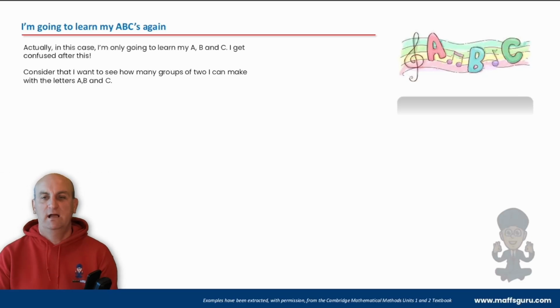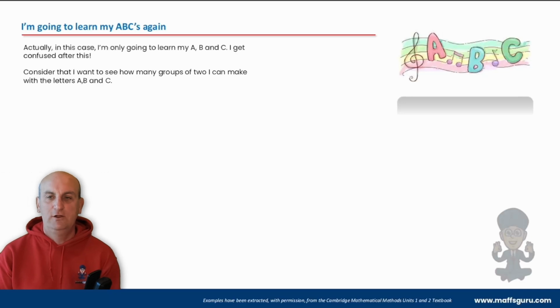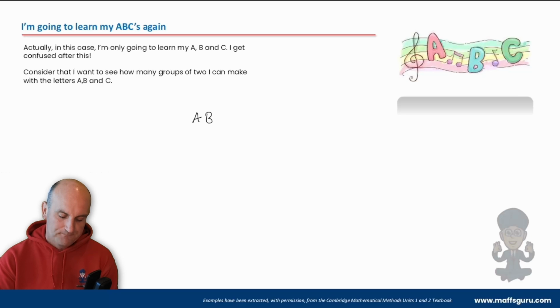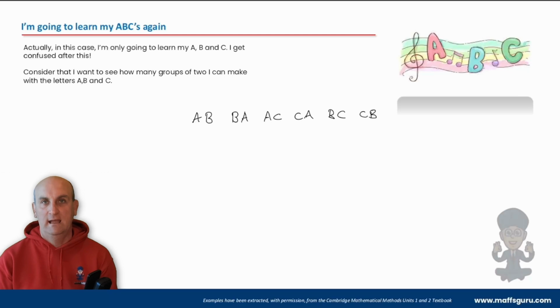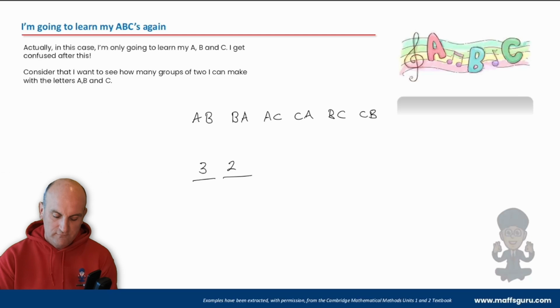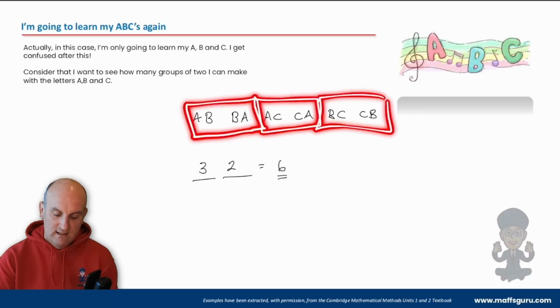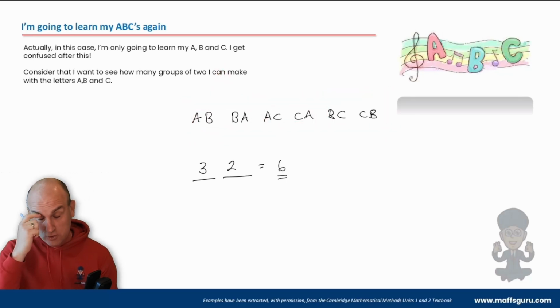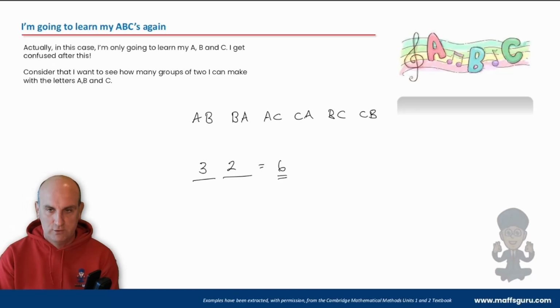So let's say I'm just going to deal with A, B, and C and consider how many groups of 2 I can make with those letters. In that situation, I'd have AB, BA, AC, CA, BC, and CB. So I'm fairly sure that those would be my 6 outcomes. And again, just to check, how many letters have I got? I've got 3 for the first, 2 for the next, 6 outcomes. But at the moment, it would appear that order is important here, that AB and BA are 2 different selections, 2 different choices I can make.